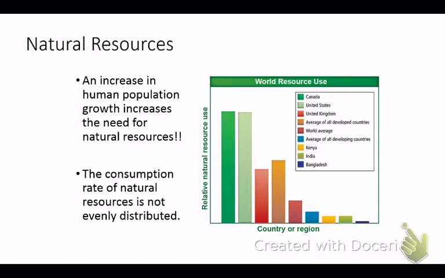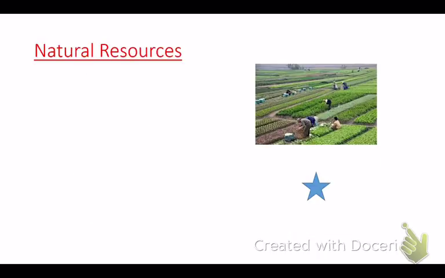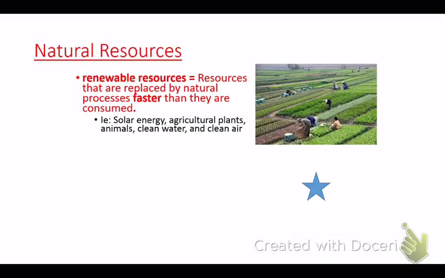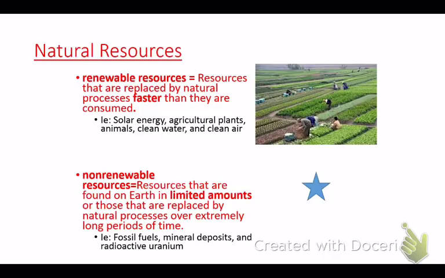So, you don't need to write this slide down, but this is just an explanation of what natural resources are. Natural resources are resources that we can use and that come from nature. And there are two types, and you do need to write down the two types that I have in red. There are natural renewable resources, and there are also non-renewable resources. So make sure you know these. Renewable resources are resources that are replaced by natural processes faster than they are consumed.